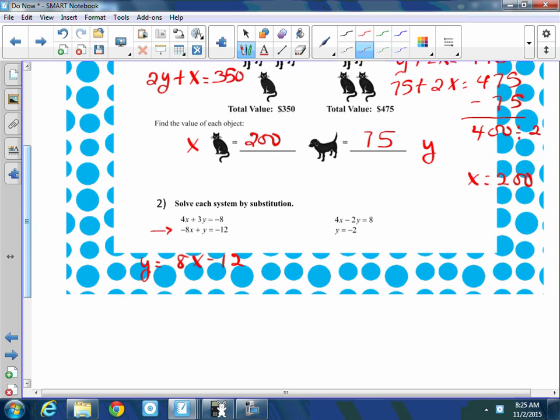Now I'm going to come to the top one and plug it in right there. Yes? All right, so 4x plus 3, and then I have to open parentheses because I have to plug in what y is. And y is 8x minus 12 equals -8. The equation solver takes care of that.